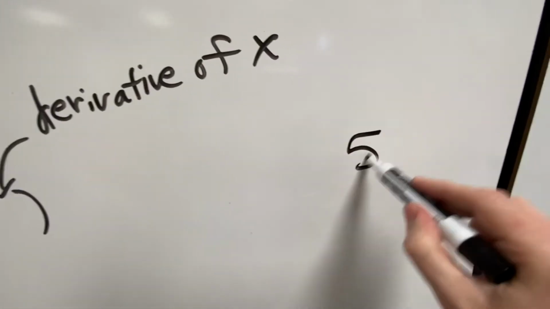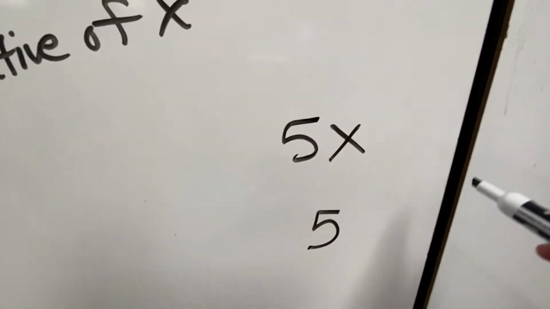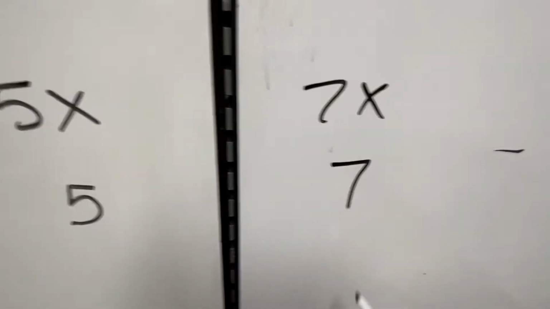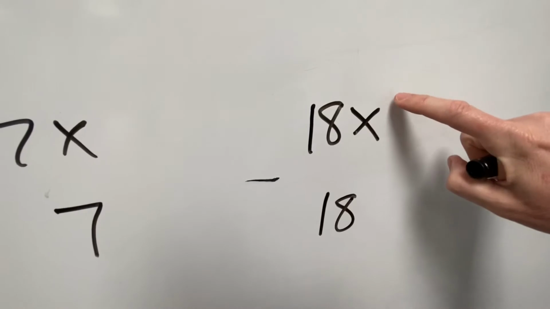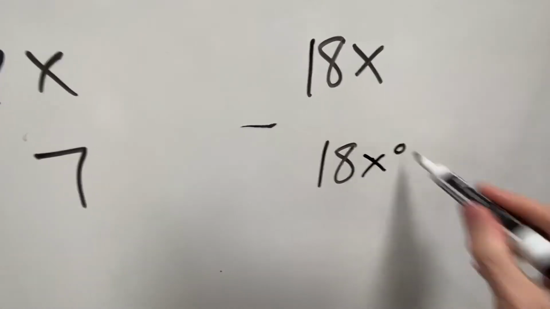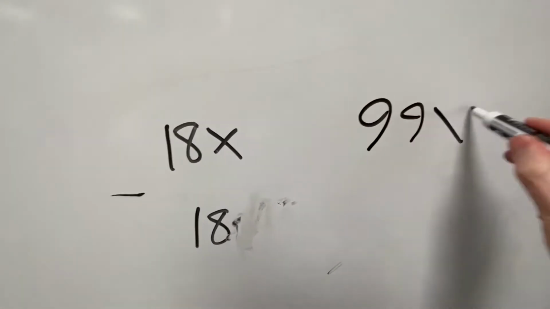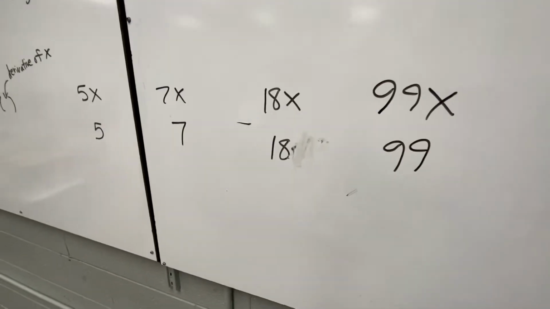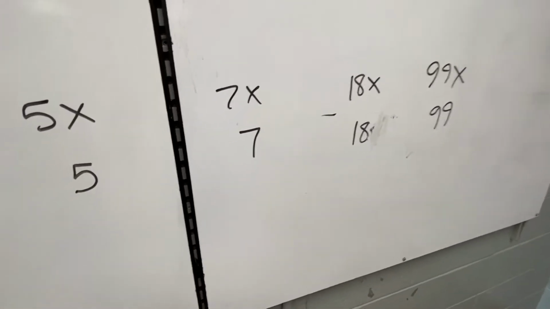Last time, if we had 5x, do you remember the derivative was 5 because the 1 came down? Last time, if we had 7x, wasn't the derivative 7? You know what the derivative of 18x is? 18, because the hidden 1 is coming down, and then it becomes x to the 0, technically. Now I have ink all over my hands. You know what the derivative of 99x is? 99. Hopefully some of you are catching on now. So the derivative of number x is just number. That's one of the easiest derivatives we do.